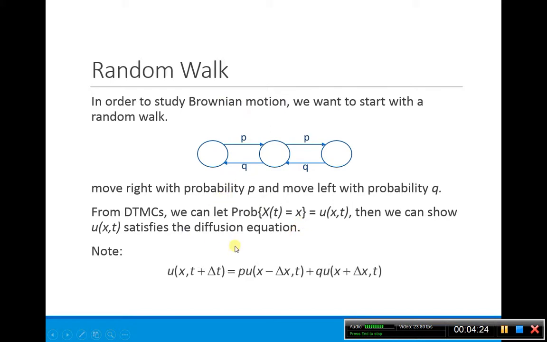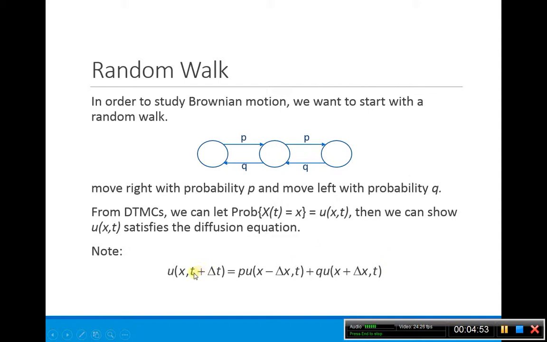Think about u(x,t). What's the probability that you're going to be at state x? If I'm at state x, then I could have come from x minus delta x, from the lower state, with probability p, or I could have come from a higher one with probability q.